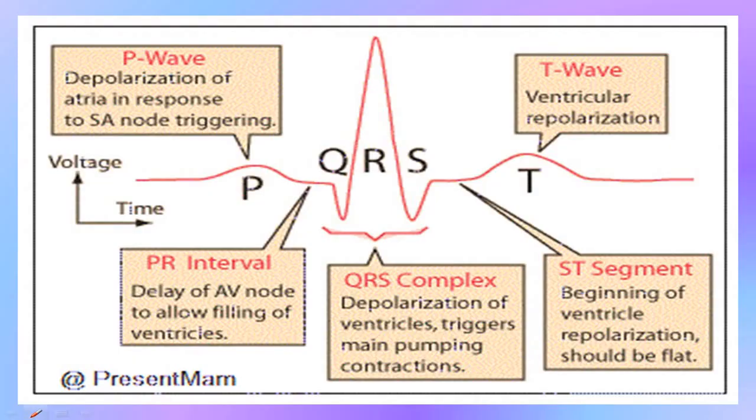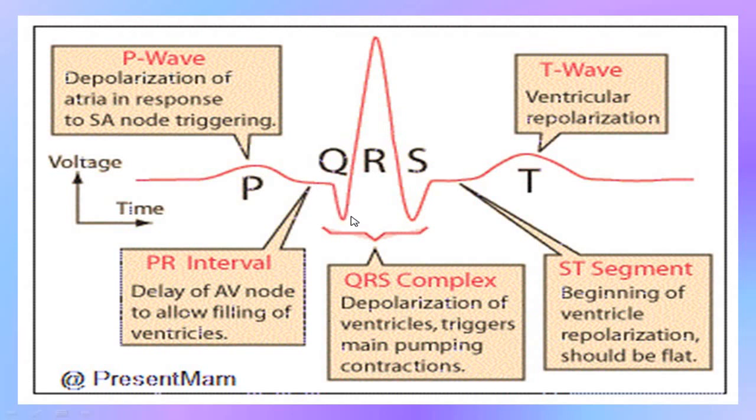This figure again shows the P wave, that is the depolarization of the atrium in response to the stimulus generated by the SA node, and PR interval. It is the time during which stimulus from SA node travels to AV node. And this is the time when the atria are relaxing and the blood from the atrium is pumped to the ventricle.